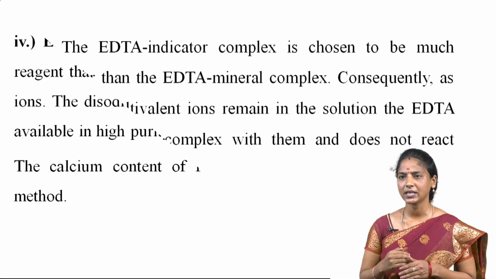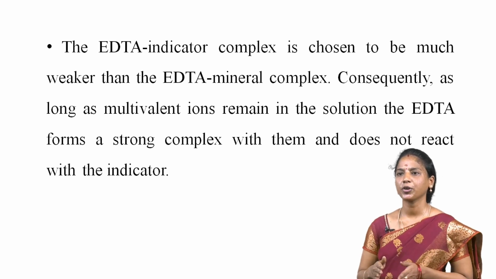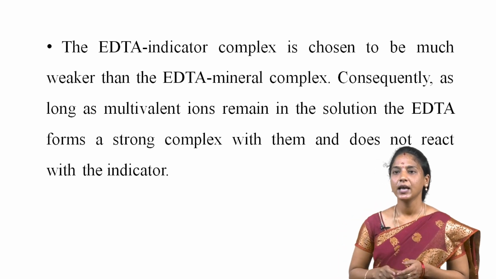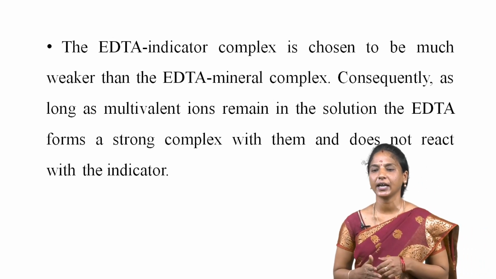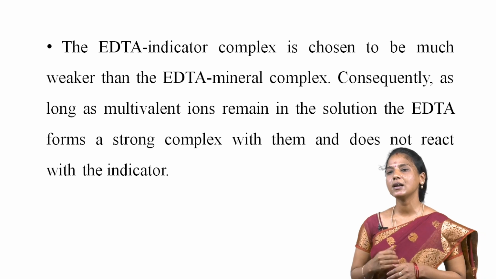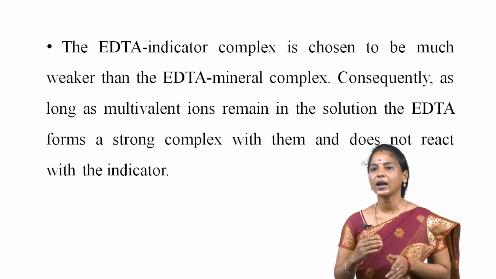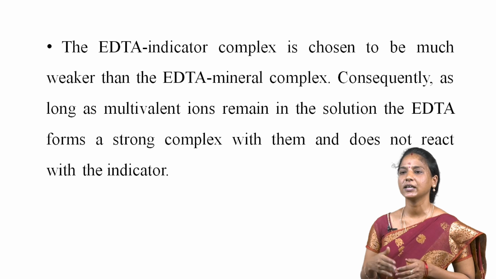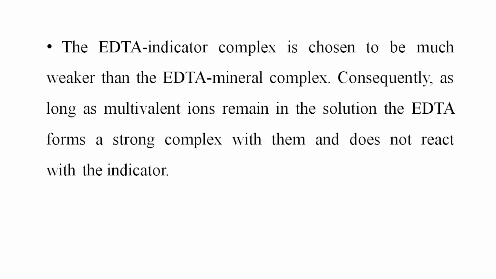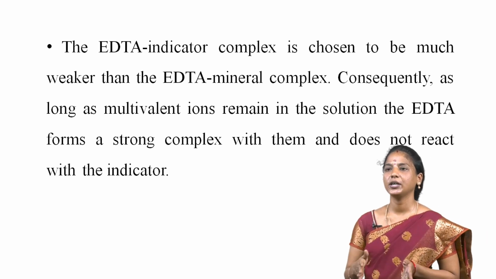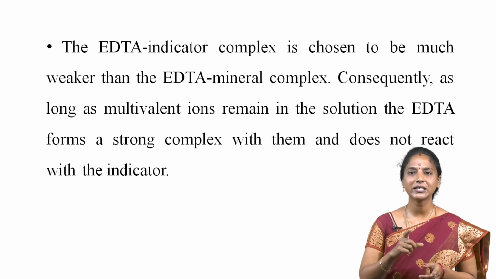The EDTA indicator complex is chosen to be much weaker than the EDTA mineral complex. Consequently, as long as multivalent ions remain in the solution, the EDTA forms a strong complex with them, but does not react with the indicator. However, once all the mineral ions have been complexed, any additional EDTA reacts with the indicator and forms a colored complex that is used to determine the end point of the reaction. The calcium content of a food sample is determined by comparing the volume of EDTA required to titrate it to the end point with the calibration curve prepared from a series of solutions of known calcium concentration.